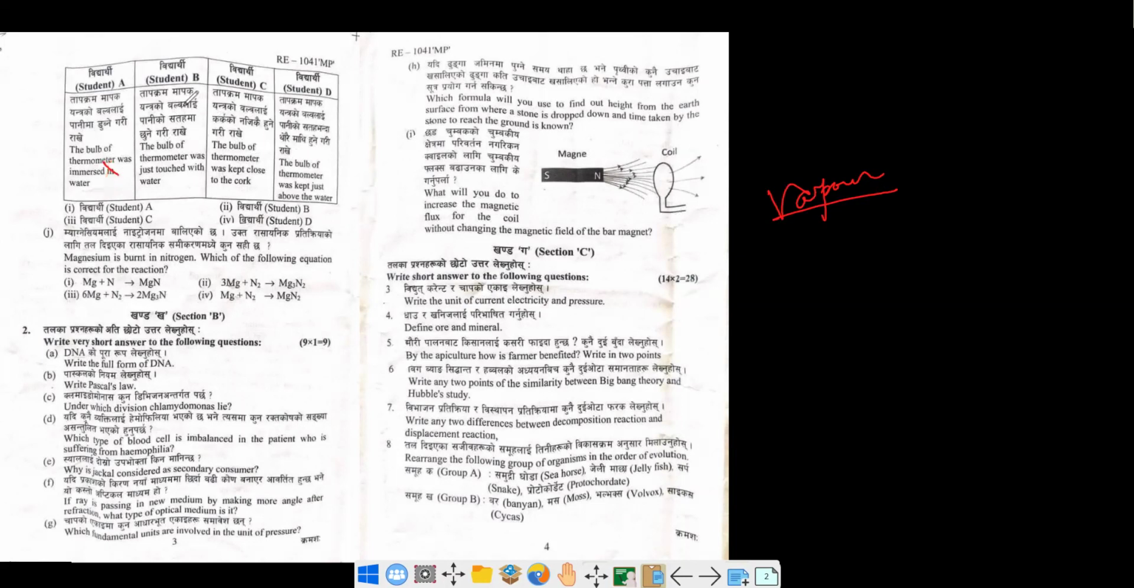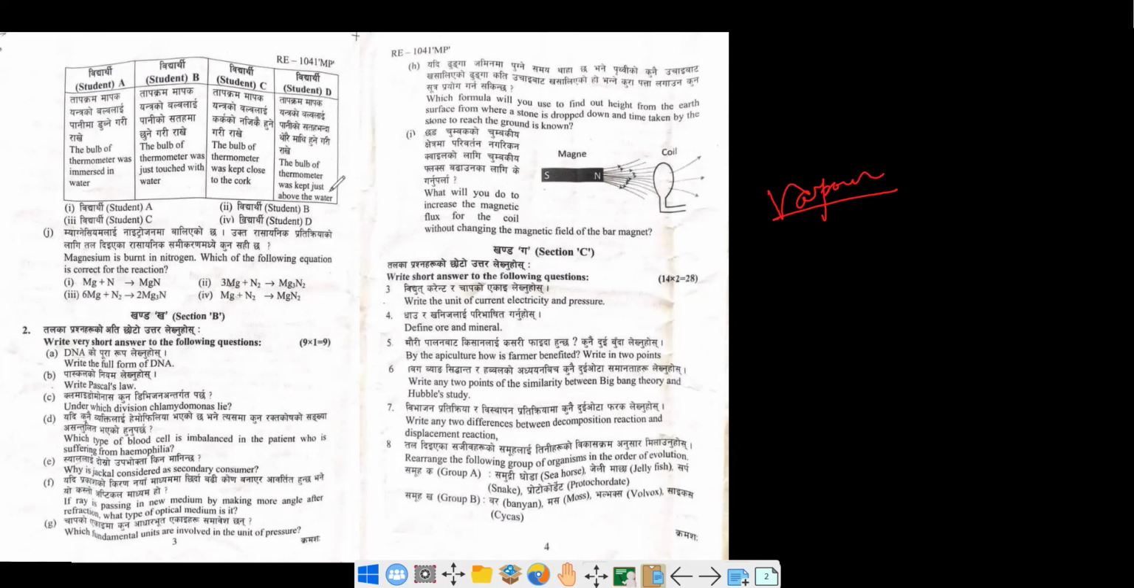Okay, similarly the second one is the bulb of the thermometer is just as the water touch गर्ने हुँदैन, हामी actually vapor को temperature राख्छौँ. This is also incorrect. So the bulb of the thermometer was kept close to the cork. Cork मा कति नजिक कति टाढा राखेको छ, cork सँग हाम्रो लिनु दिने केही पनि छैन. That's why let us look at the first option.